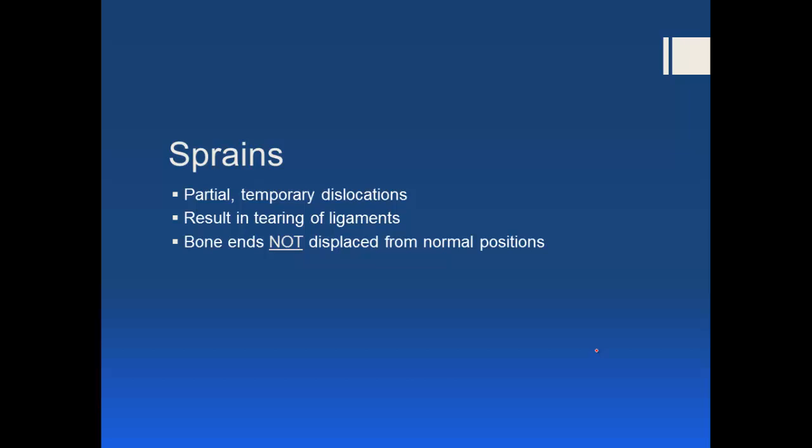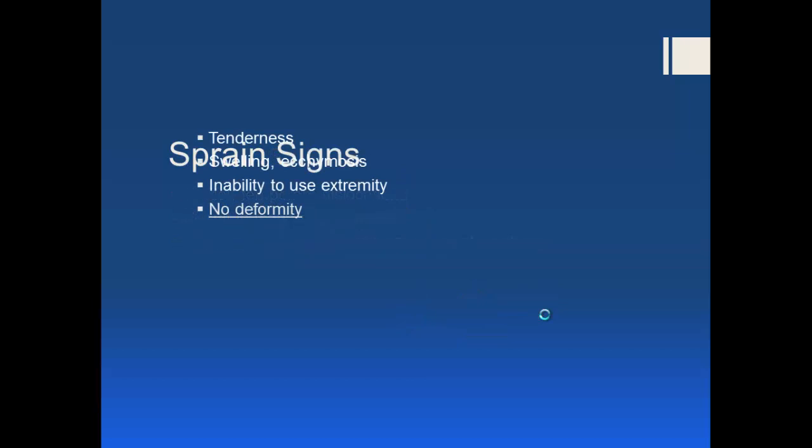Sprains. Sprains are partial temporary dislocations. So you basically briefly dislocate a joint and then it just snaps right back into place. The problem is it results in some tearing of ligaments. The difference between a sprain and a dislocation is that the bone ends are not displaced from normal position. So you get no deformity. No deformity with the sprain.